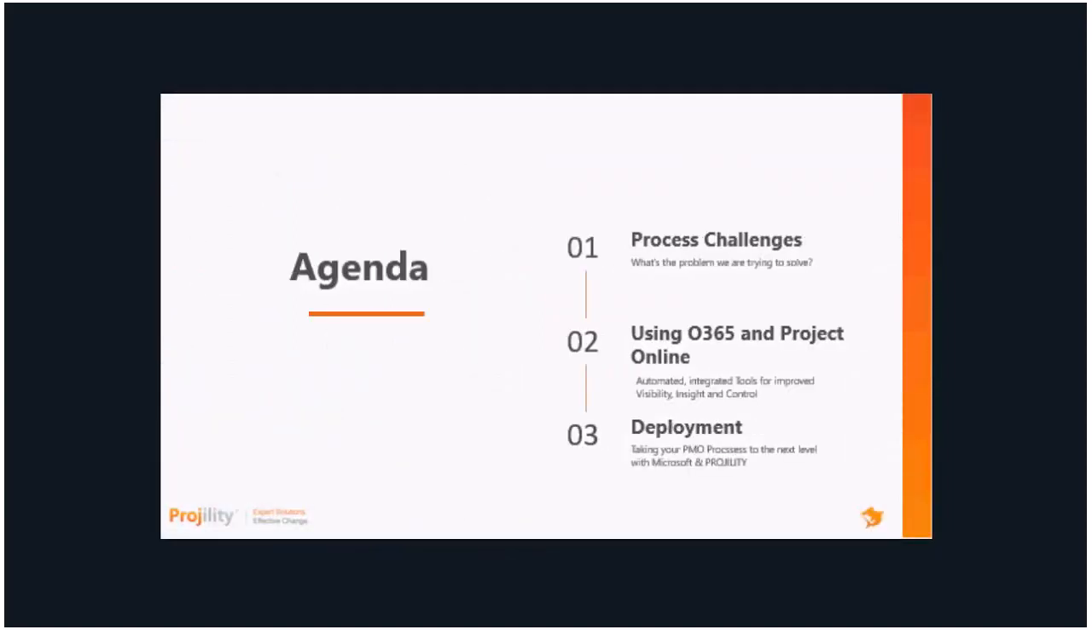We'll begin by talking a little bit about some of the overall process challenges we're finding that organizations face as they're looking at automating some different parts of their PMO life cycle. We'll then move into an overview of how you can use some of the core tools in the Office 365 suite, as well as Microsoft Project Online, which is also delivered through Office 365, to automate and integrate these tools together for improved visibility, insight, and controls over your entire portfolio, program, and PMO lifecycle.